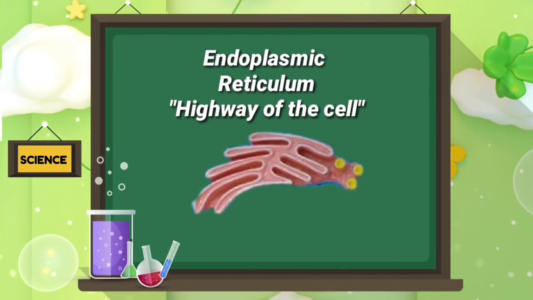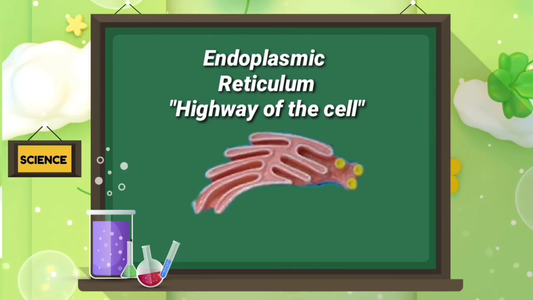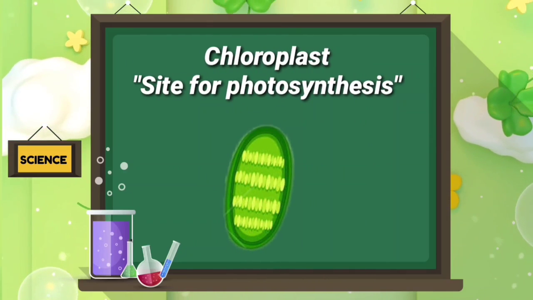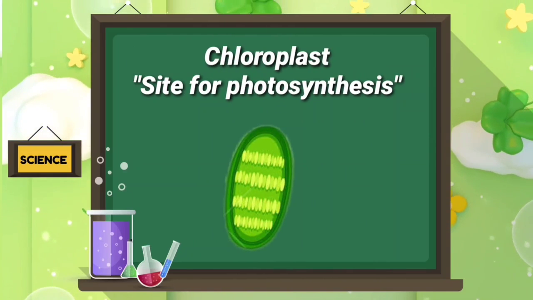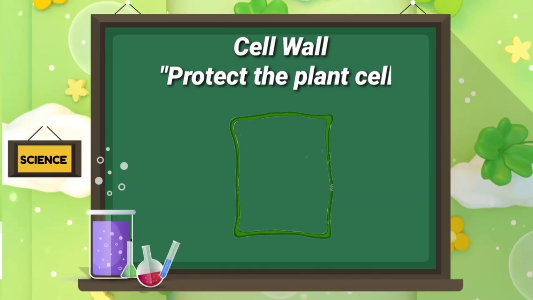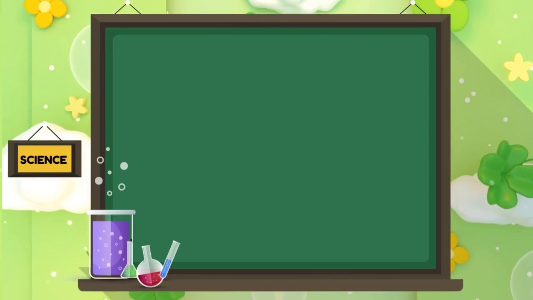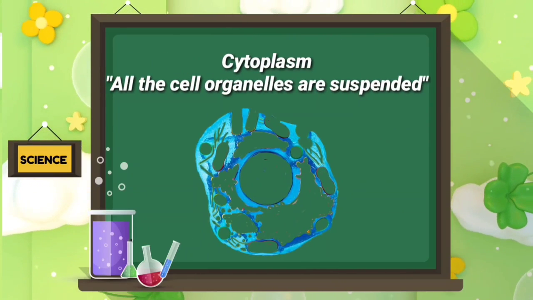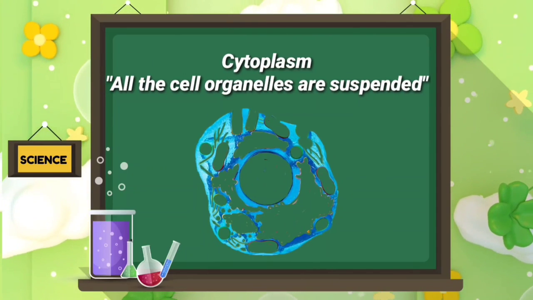endoplasmic reticulum, serves as highway of the cell; chloroplast, contains chlorophyll and site for photosynthesis. Cell wall surrounds the cell membrane and protects the plant cell. Cytoplasm, gel-like material where all the organelles are suspended.